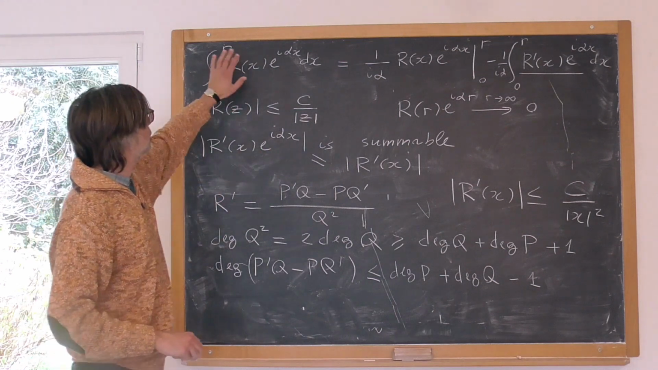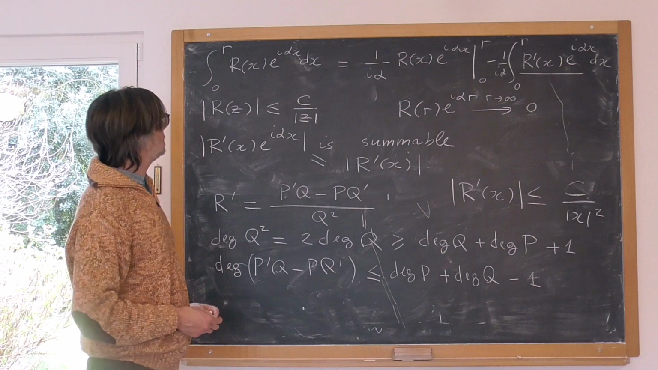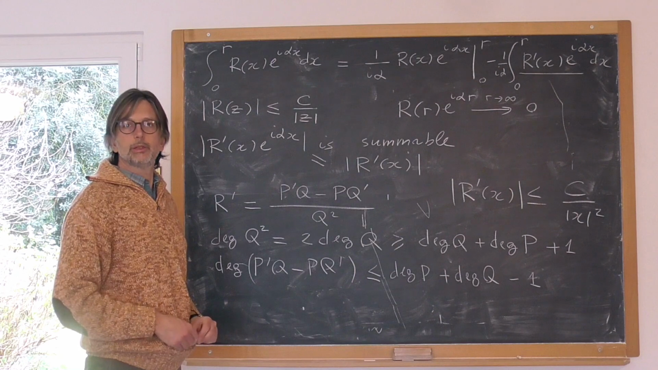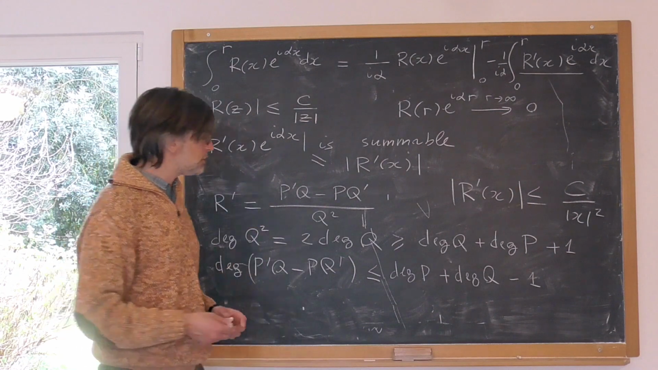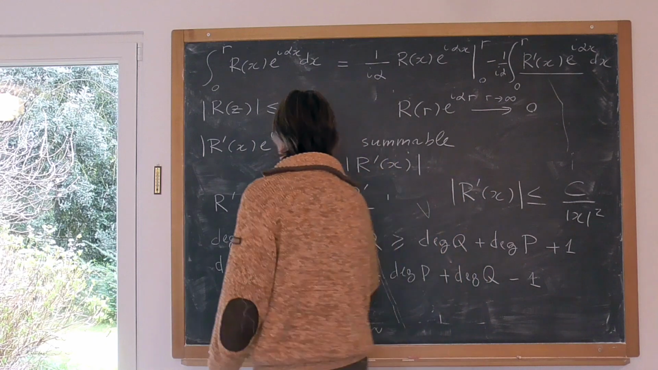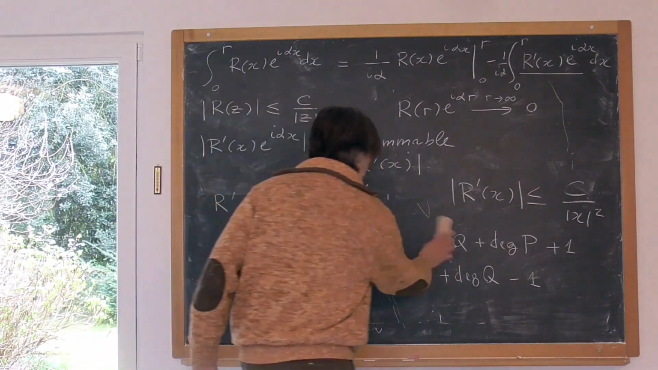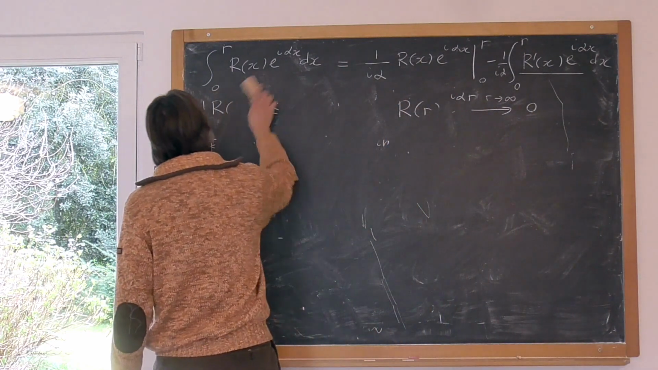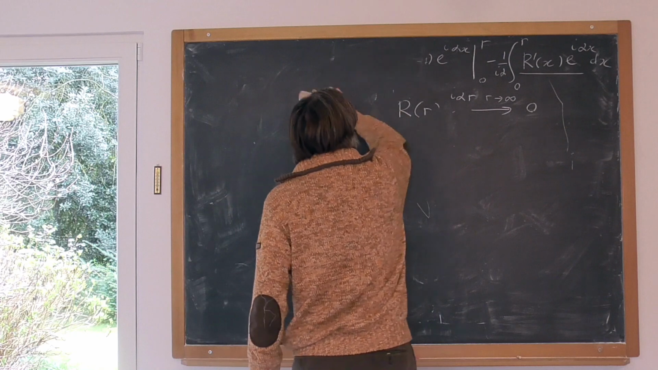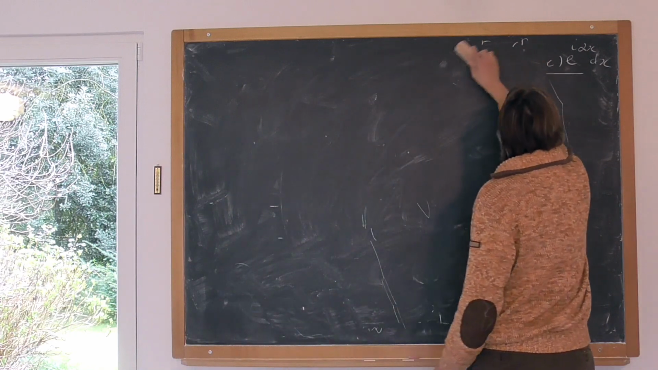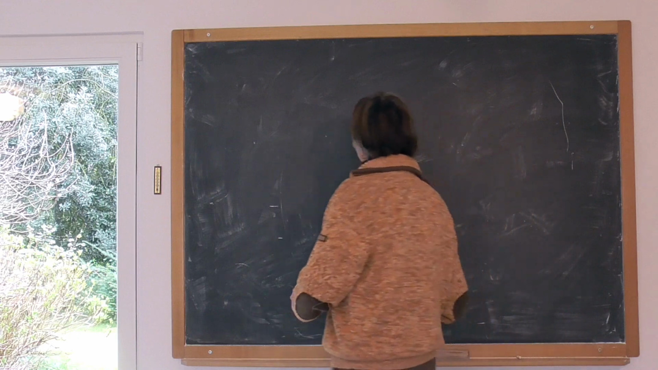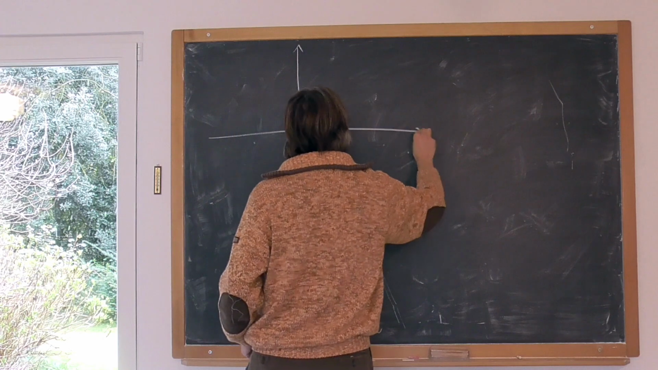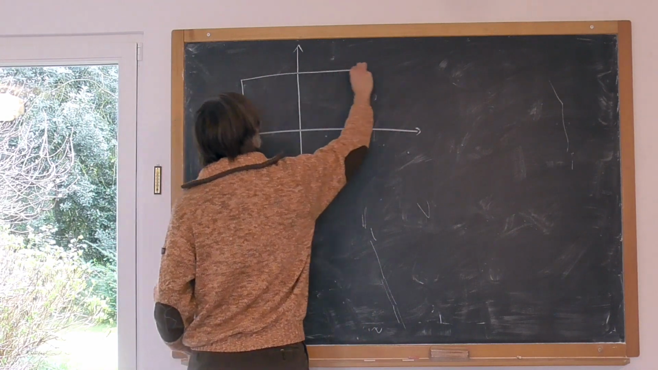Okay, so now we know that our function r times e^{iαx} has an improper integral, or one also says that the improper integral of this function converges. Also, this function need not be summable. And now we want to use the residue theorem to compute the integral. And this time, as contour, we will use a rectangle.